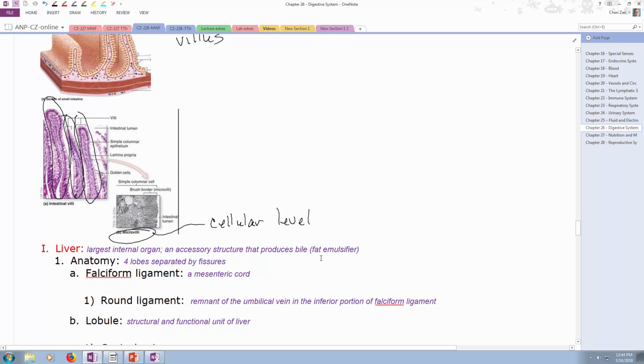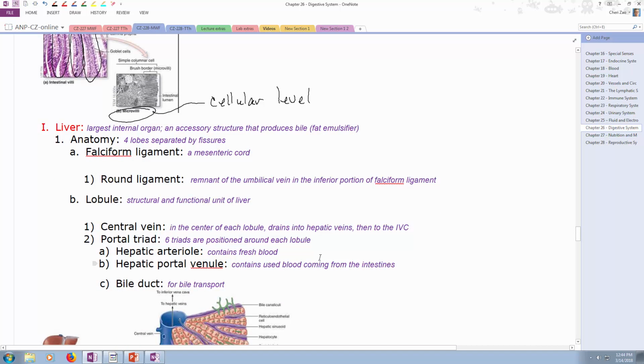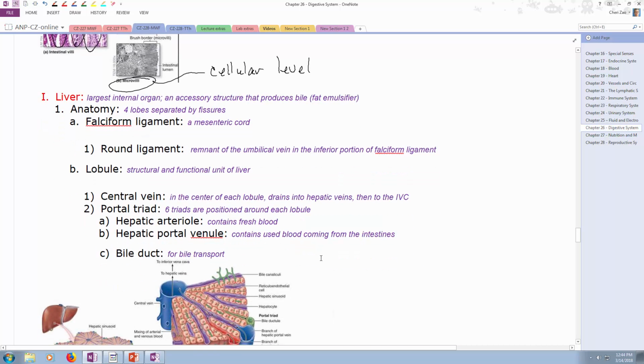Any question about the small intestine? Moving on to the liver. The liver is indeed your largest internal organ. It is still considered an accessory structure, and it is responsible for producing bile. That is what it contributes to our digestive processes, because bile is a fat emulsifier.